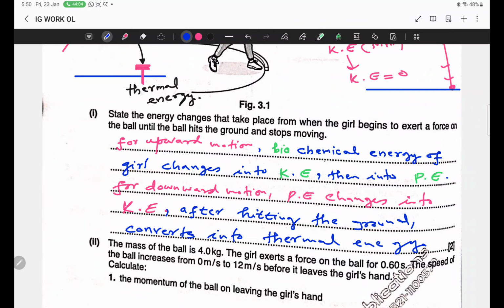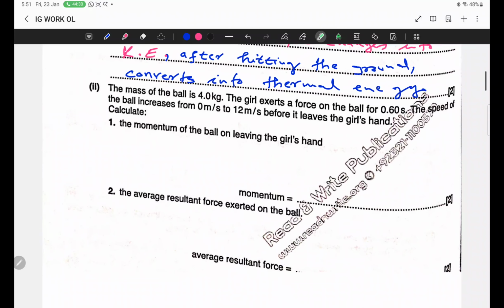So in this example, I think I used two new types of energy. Chemical energy inside a living object: inside you there is biochemical energy. When you eat food, this food is converted into biochemical energy. And whenever energy vanishes, it means it is converted into thermal energy. Okay, and now we are solving the next question.